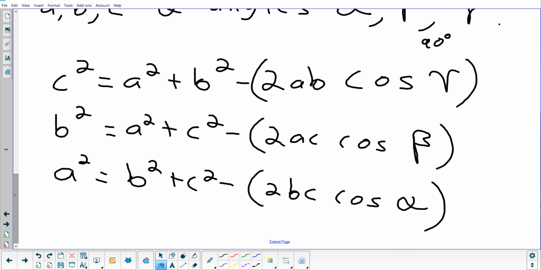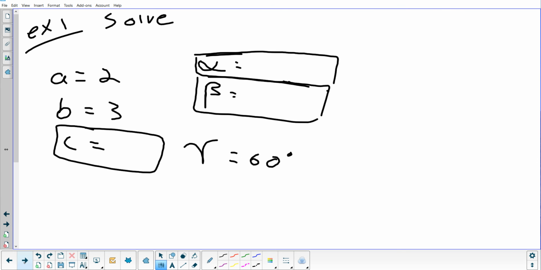What else? So the angles still have to add up to 180. But you can't use just the regular Pythagorean theorem. You want to stick with using this formula. Right, let's try it out.